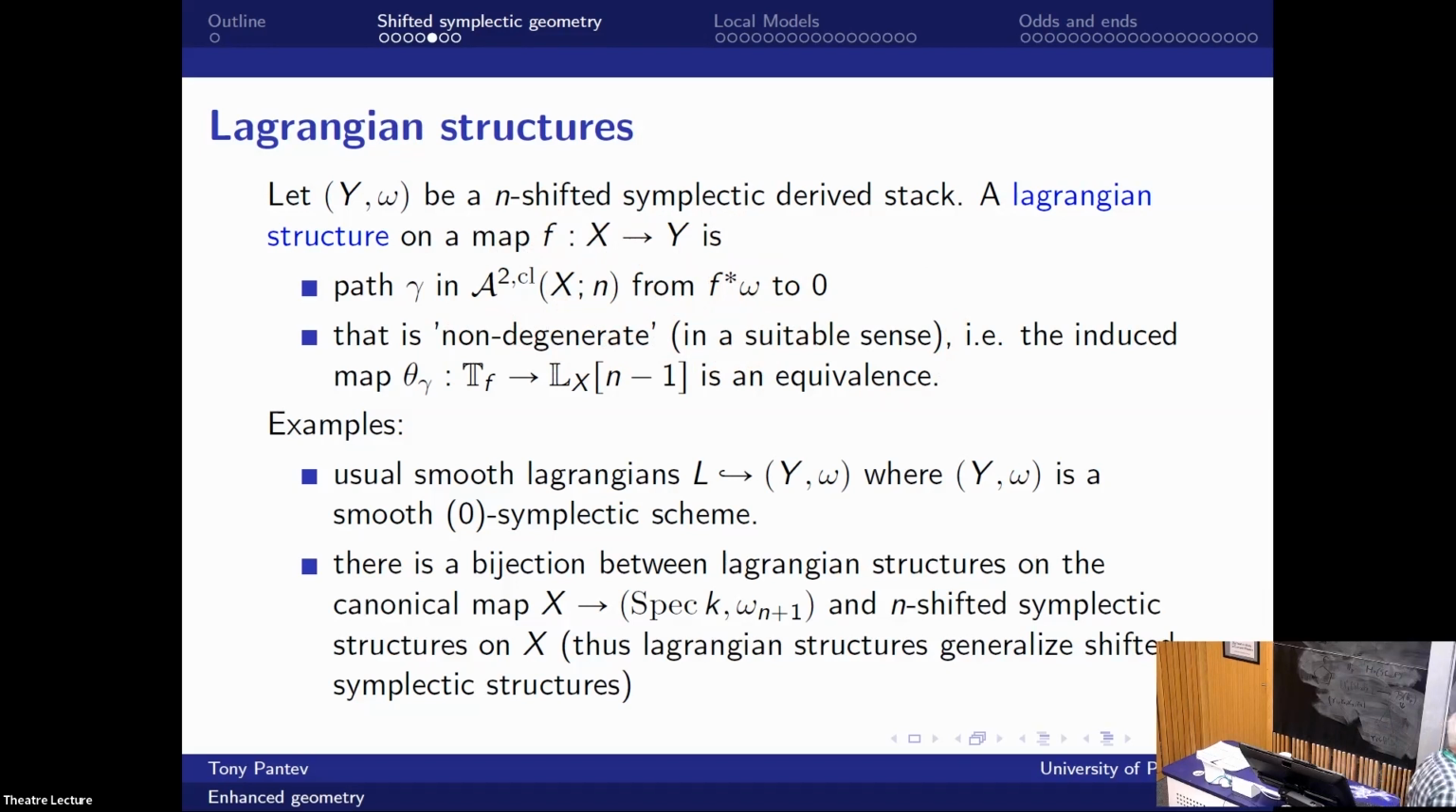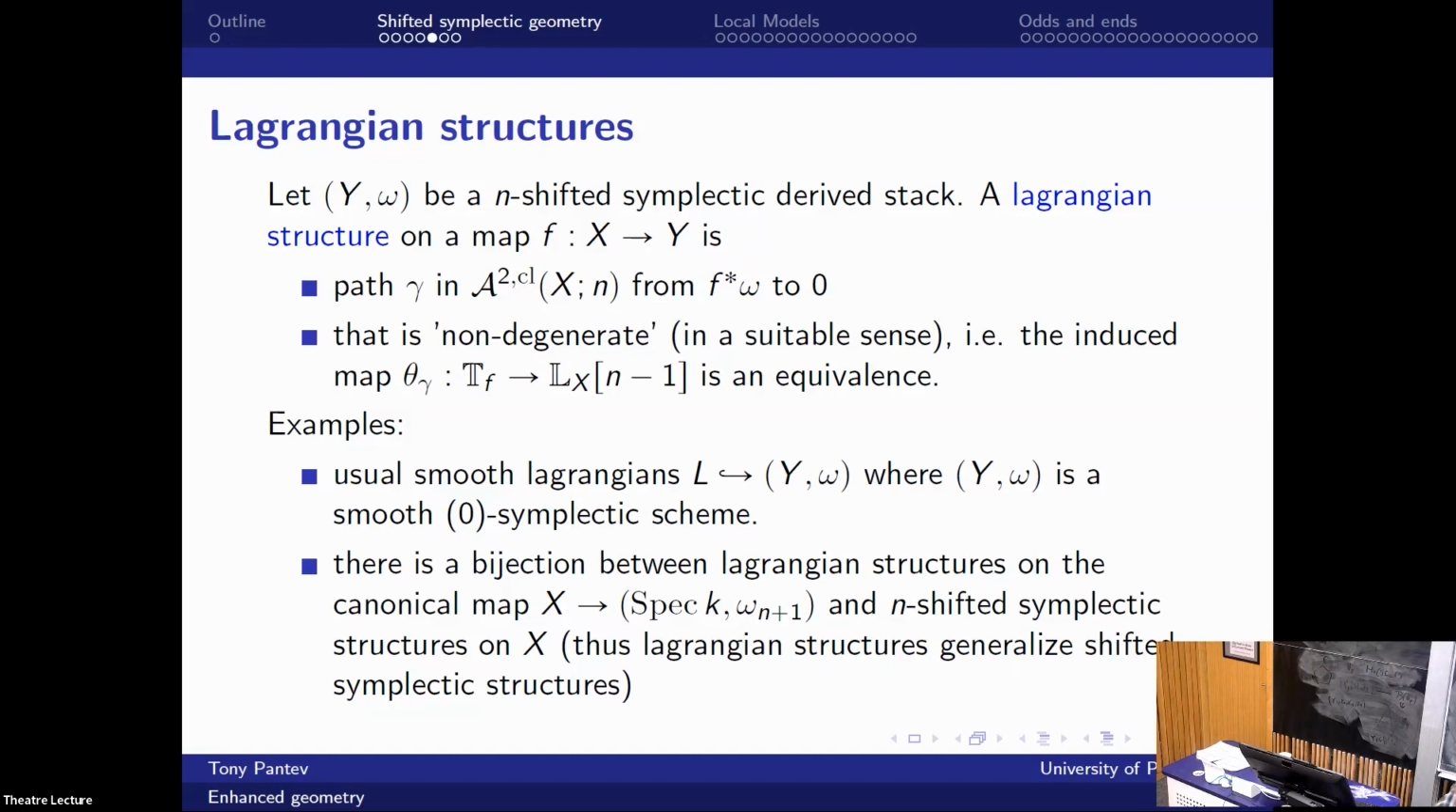And then you can ask when it's non-degenerate to make it Lagrangian, and it's the usual condition that the structure induces a map from the relative tangent complex of the map to the cotangent complex of the source shifted by one less than the target was shifted, and you want that map to be an isomorphism, which is the Lagrangian condition. And if you have a usual symplectic scheme, smooth Lagrangians are Lagrangians in this sense.